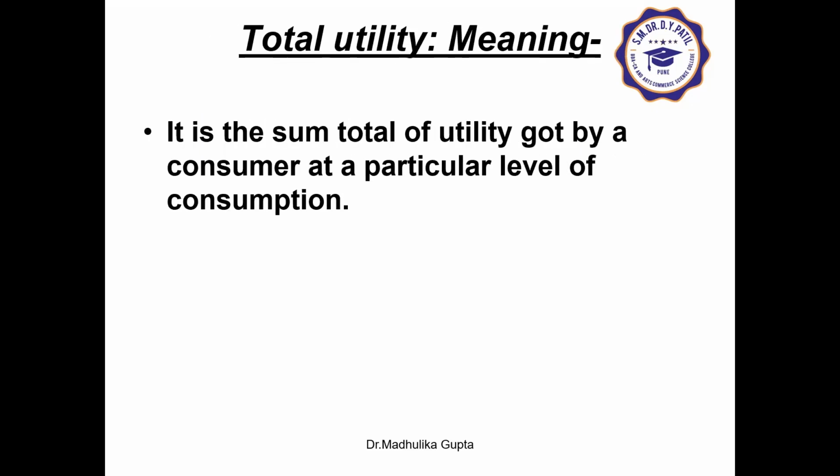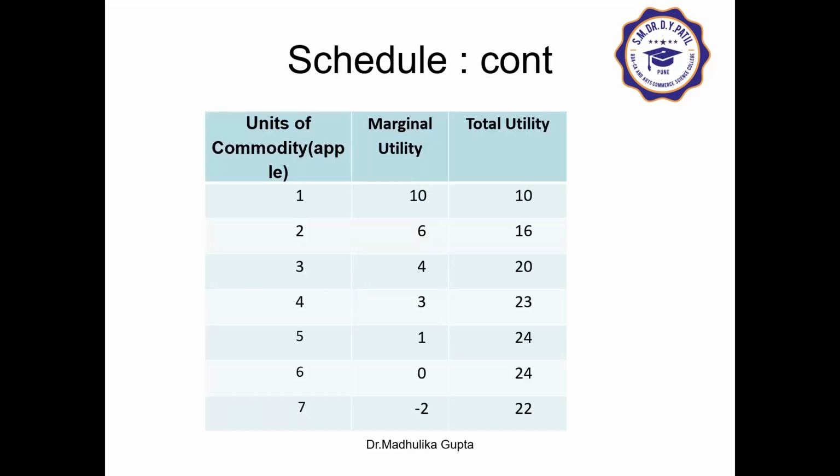Understood? So the relationship between total utility and marginal utility can be explained with the help of this table. Let me move again to the table so that you can understand what I am trying to say. Total utility initially increases with the consumption of every unit of a commodity. Can you see this? 10, 16, 20, 23, 24. Ultimately, it begins to fall, right? 22. Then MU continues to diminish. See, 10, 6, 4, 3, 1, 0.